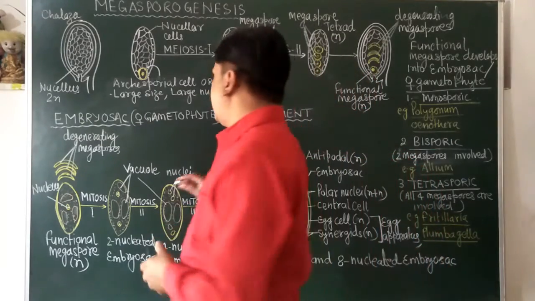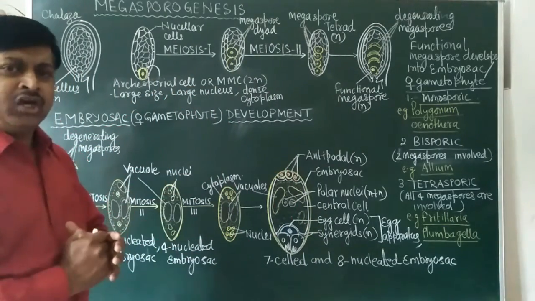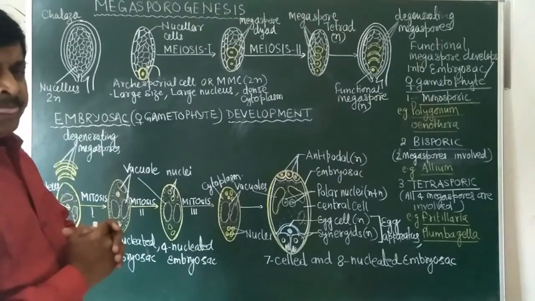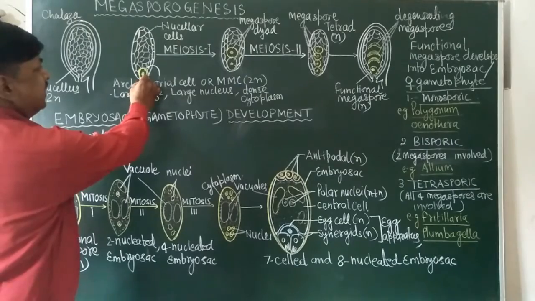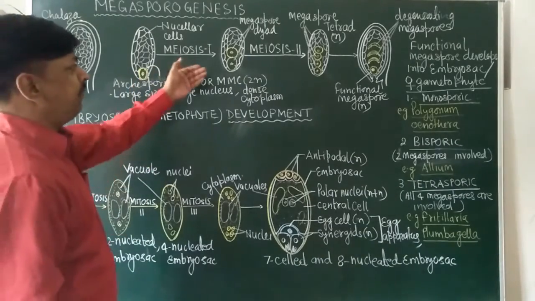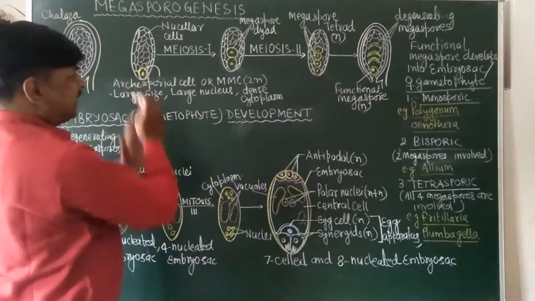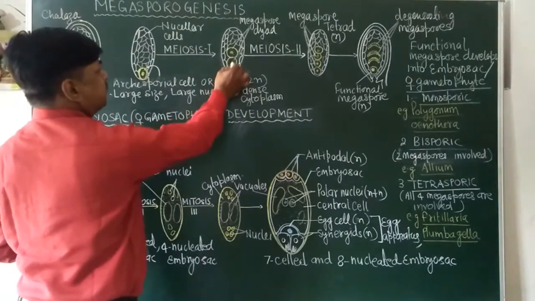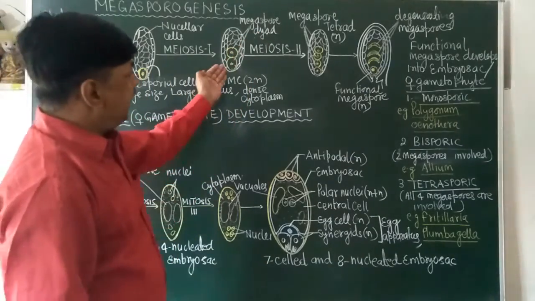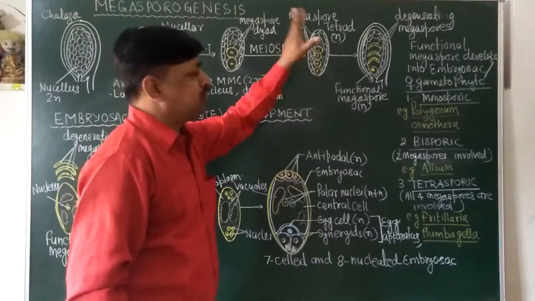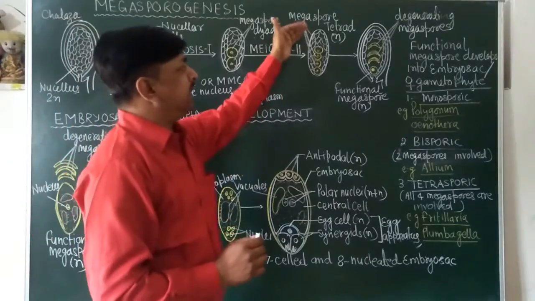Clear? So now this megaspore mother cell, or the MMC, undergoes meiosis cell division. You have to focus here, students. So this megaspore mother cell undergoes meiosis, resulting in the formation of 4 megaspores. At the end of meiosis I, 2 megaspores are formed. This is called the megaspore dyad. Now at the end of meiosis II, the 4 megaspores are formed. This is called the megaspore tetrad, a group of 4 megaspores.